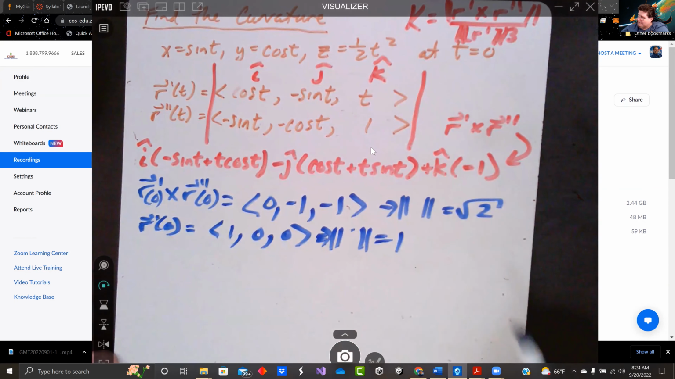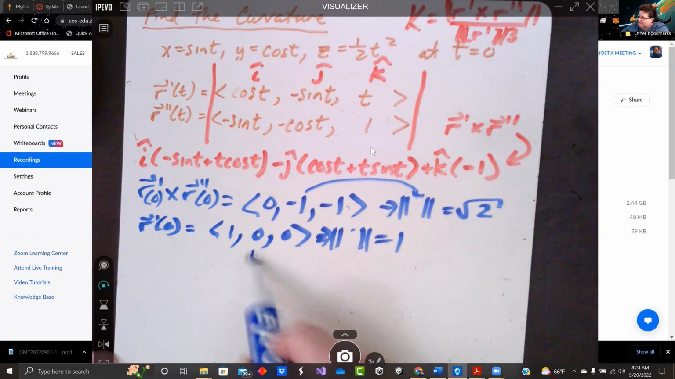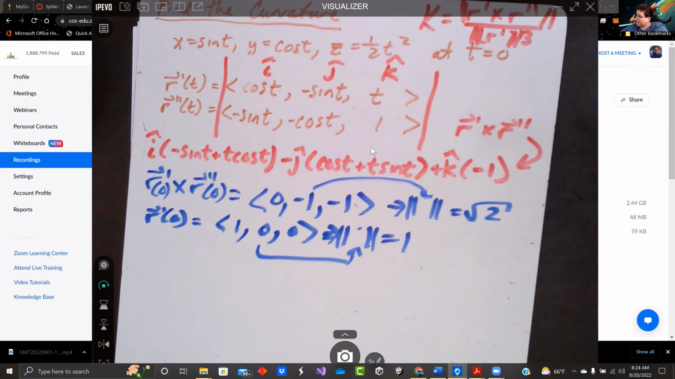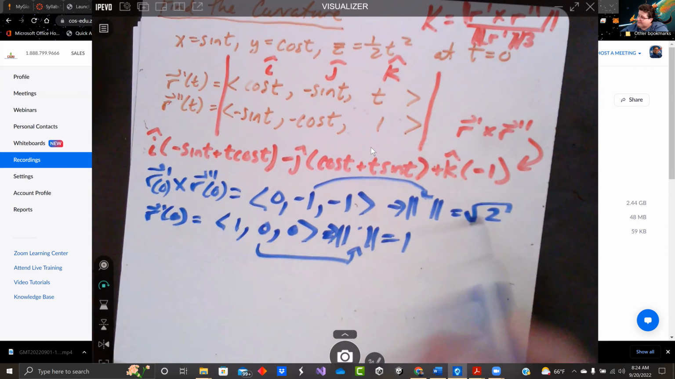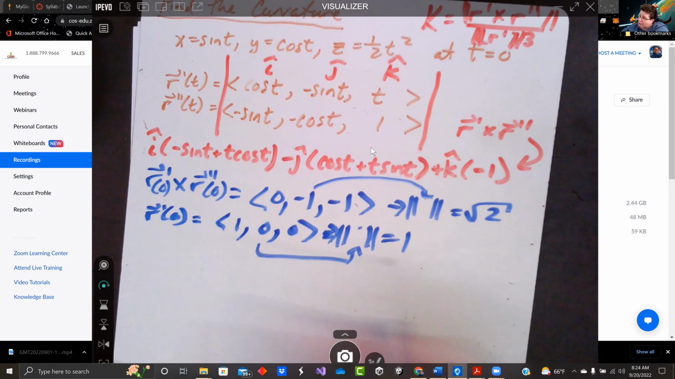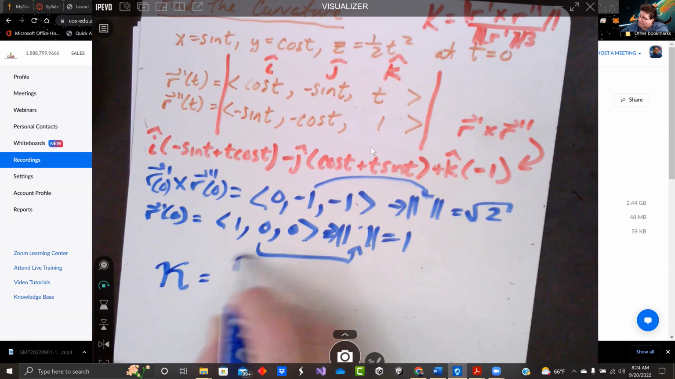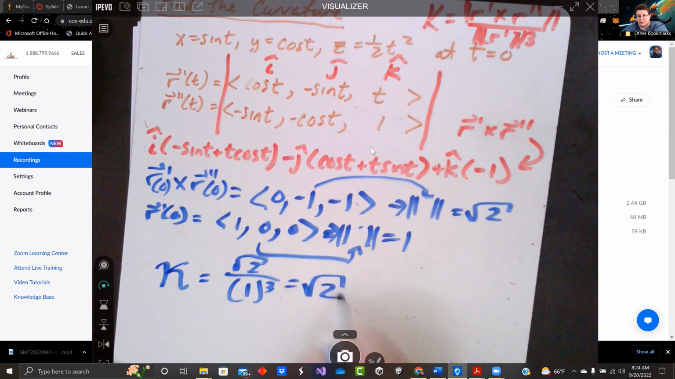I should be writing this stuff in here, but in terms of saving time, I know you guys know how to do the distance formula. So what do we have? We have this divided by the bottom cubed. Kappa is √2 over 1 cubed, which is √2.